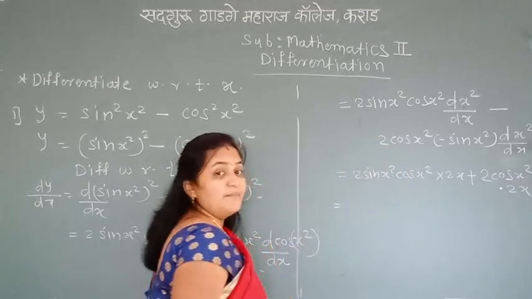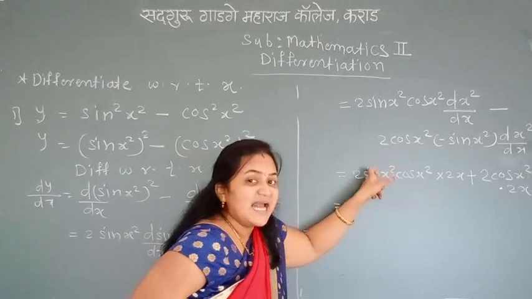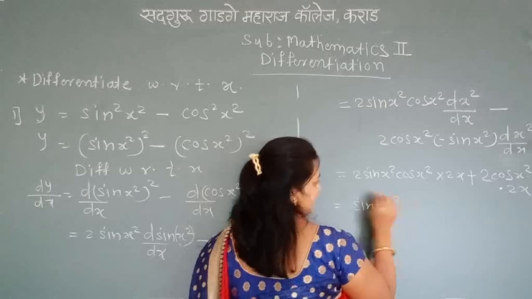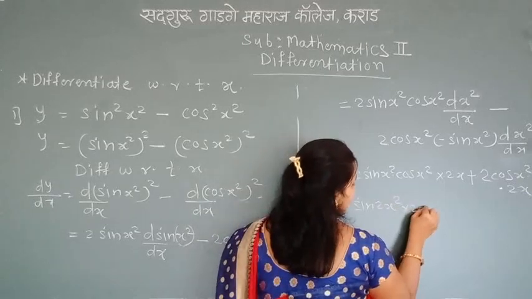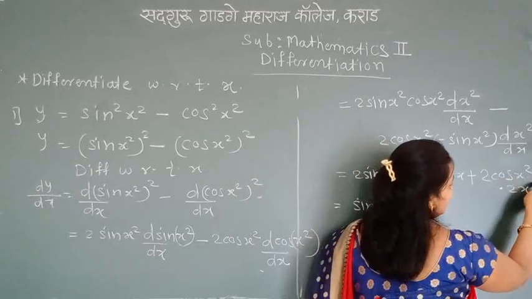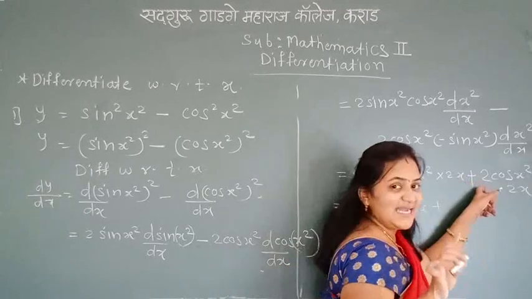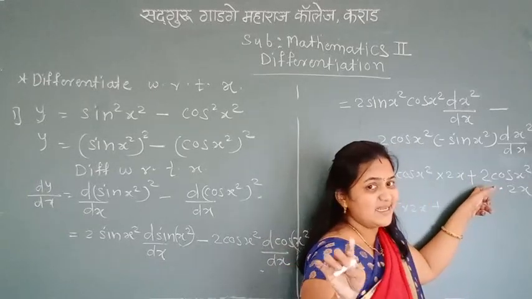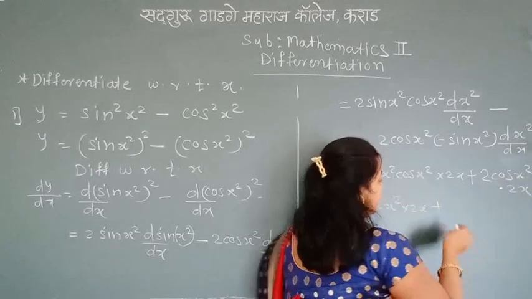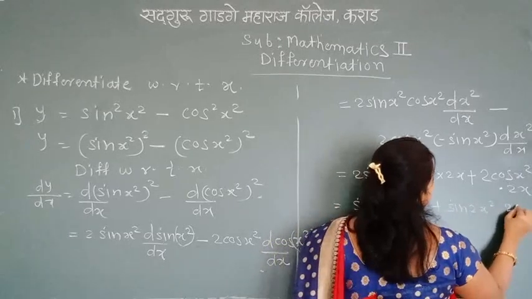We can use here multiple angle formula. 2 sin x cos x we get sin 2x. So here sin 2x square plus same 2 sin x square multiply cos x square. Again we use the multiple angle formula. Sin 2 theta is equal to 2 sin theta cos theta. So 2 sin x square cos x square is equal to sin 2x square multiply 2x.